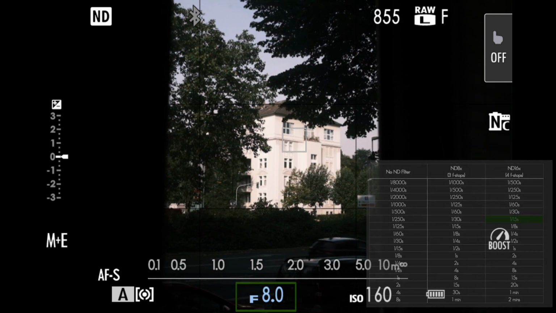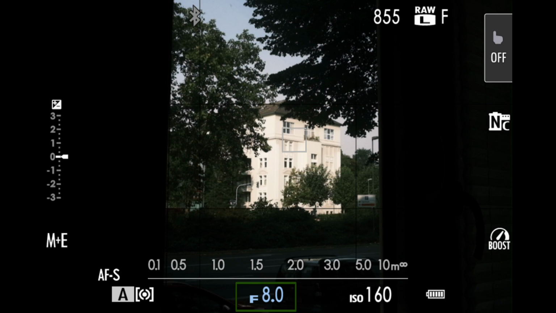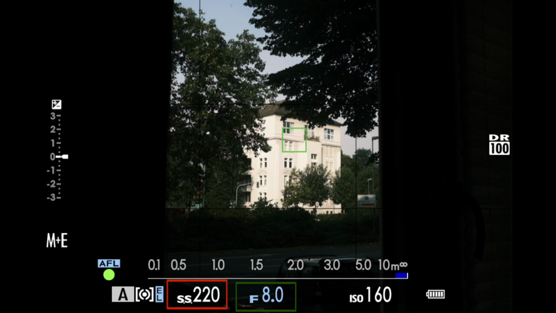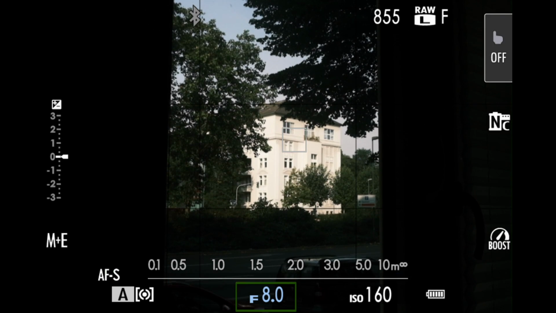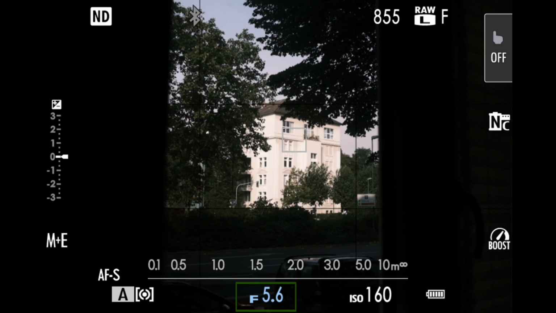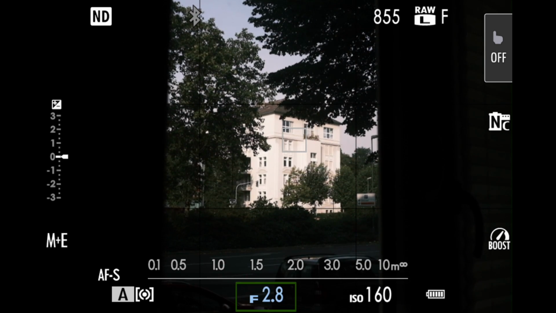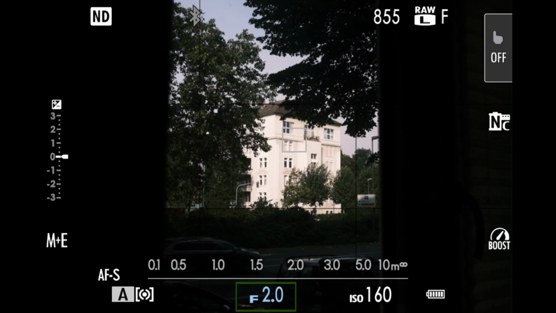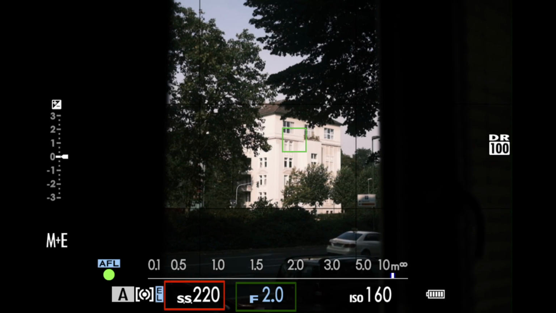Or vice versa, by changing my aperture. At f8 my shutter speed is still 2/250th of a second. If I turn on the ND filter now and open the aperture by 4 full stops from f8 to f2, the shutter speed will remain at 2/250th of a second. Again, it's rounded to the next full stop. So with the ND filter we can either reduce the shutter speed while the aperture stays the same, or keep the shutter speed while the aperture is opened.